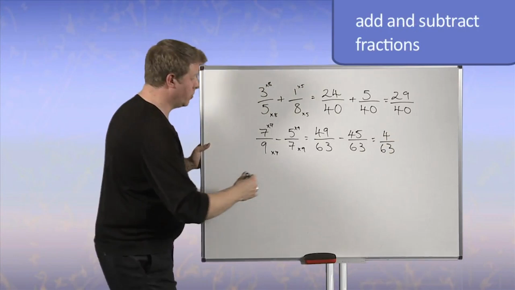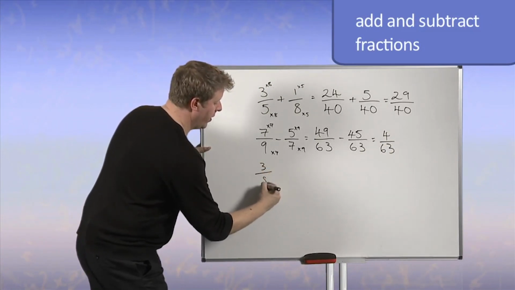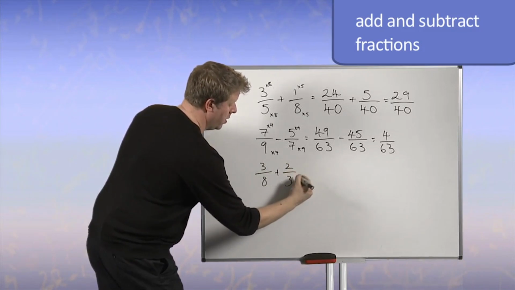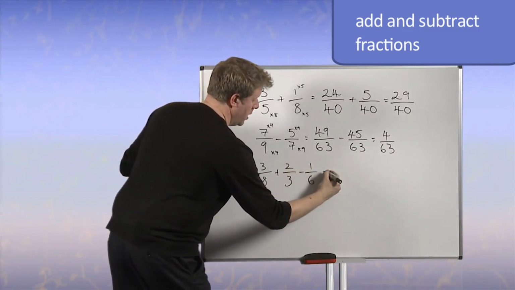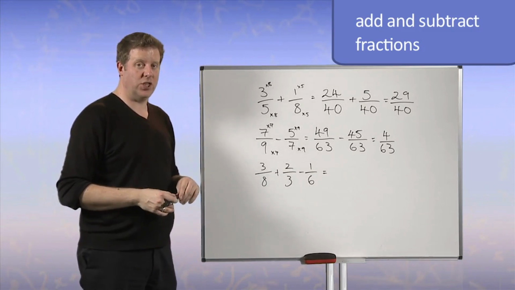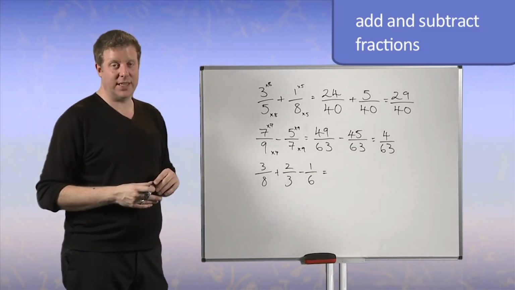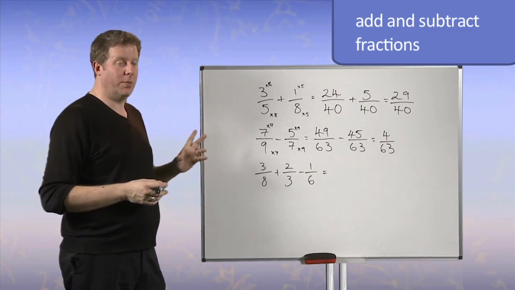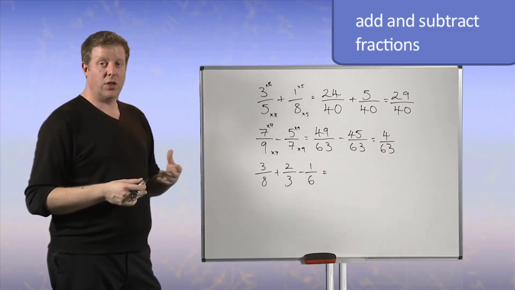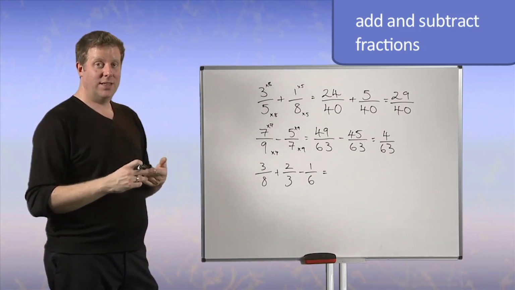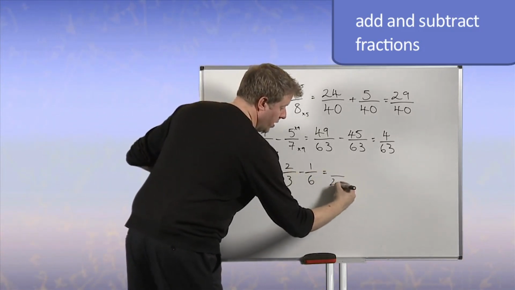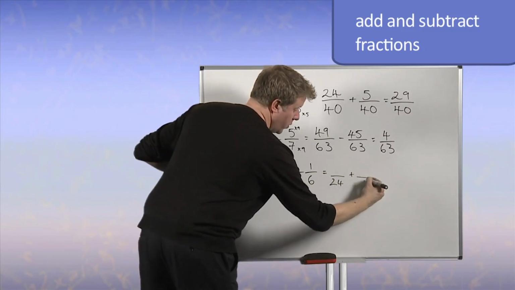Last one we'll look at is a mixture of the two. 3/8 plus 2/3 subtract 1/6. So I actually have 3 fractions in this question. The method will stay exactly the same though. We need to find a common denominator for those 3 numbers. A lowest common multiple of 3, 6 and 8 would be 24. So I'm going to write them all as fractions over 24.